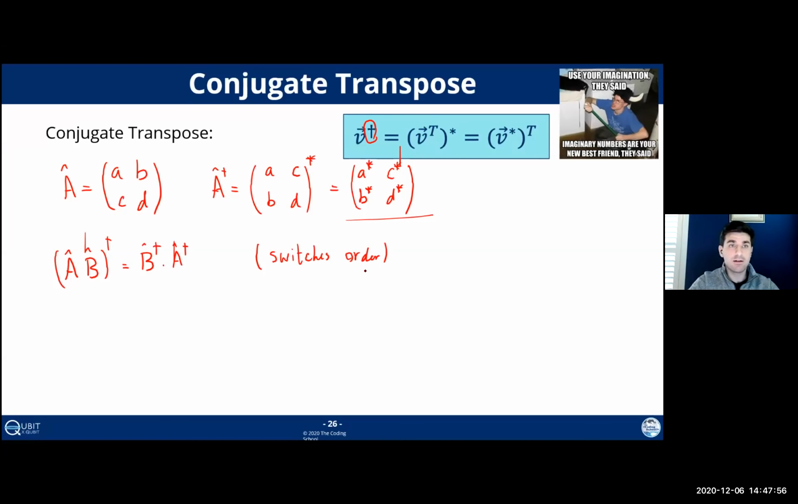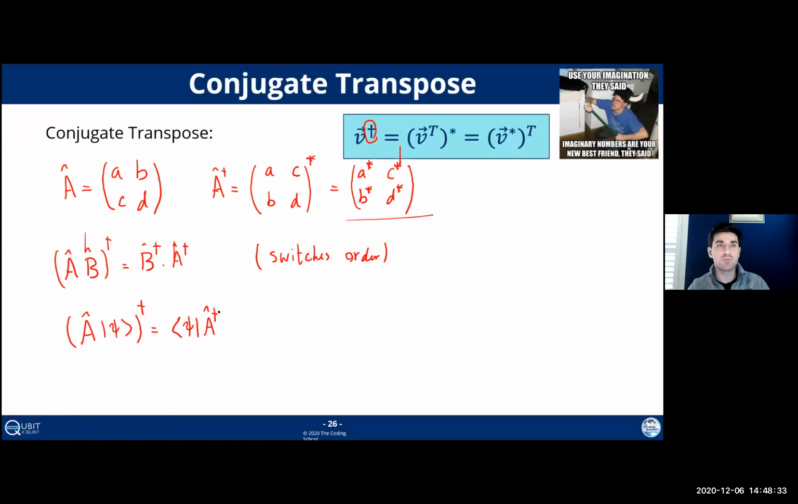And now let's look at a quantum operator applied to a quantum state. If I have the operator A applied to the state psi, and I take the conjugate transpose of this, I will get, so the conjugate transpose of ket psi is bra psi. We talked about it earlier, and we switch the order. So we have bra psi times the conjugate transpose operator of A, A dagger.